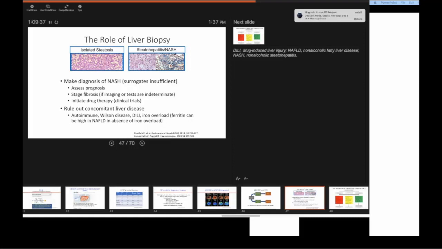But there's still a role for liver biopsy. As you know, we do lots of liver biopsies here, but not as many with the Fiberscan. We don't really need to biopsy Hep C like we used to. But this helps us assess the prognosis, to stage the fibrosis, and to consider initiation of drug therapy, for clinical trials. You get a 2-for-1: understand what's going on with that biopsy, and then submit it for a clinical trial. And then rule out other causes of liver disease, because sometimes we don't know, especially with autoimmune and overlap syndromes. We don't know, you have to biopsy.